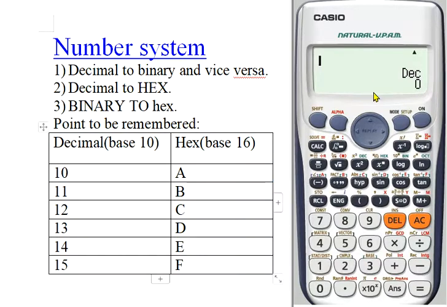Okay, this is a little bit about number system conversion. In our next video we will discuss more about such topics.